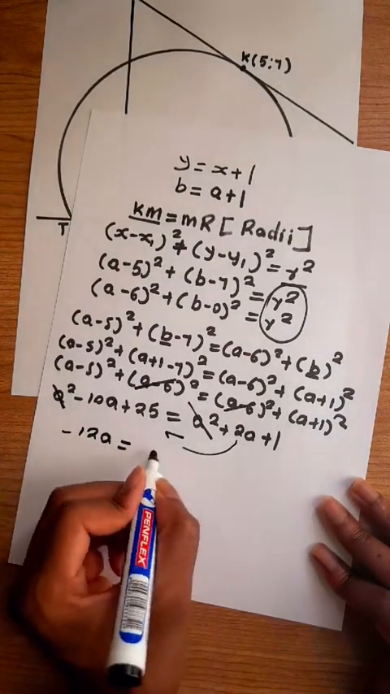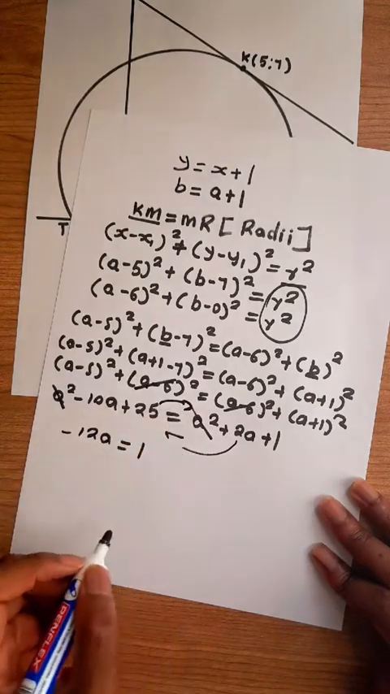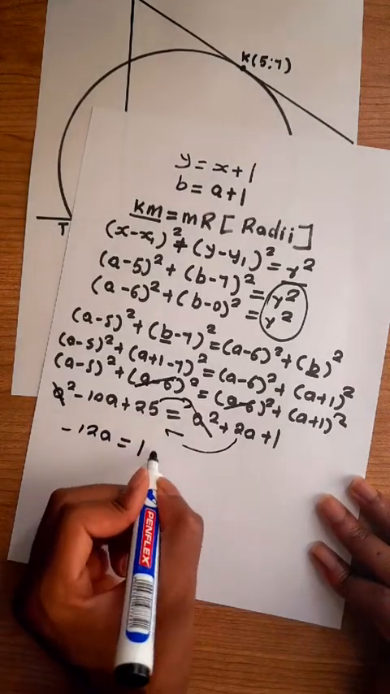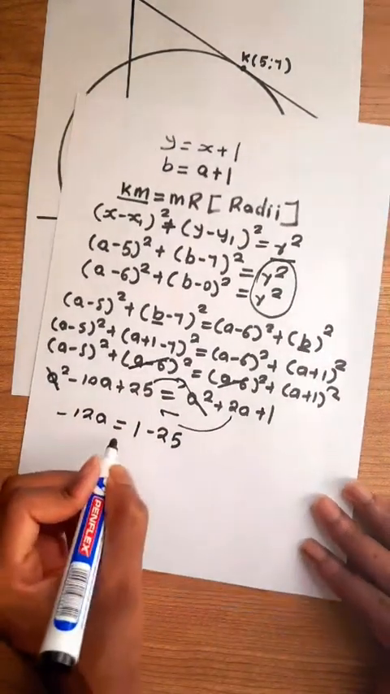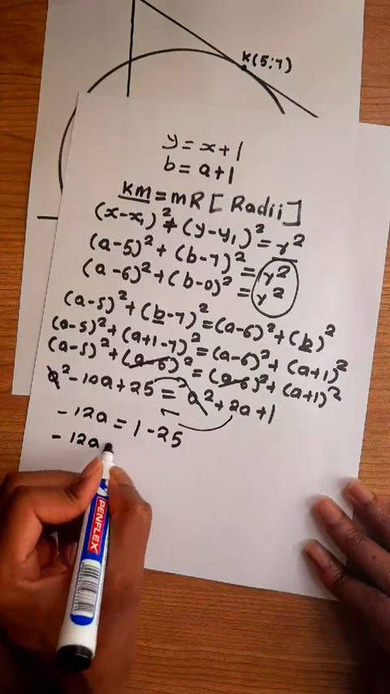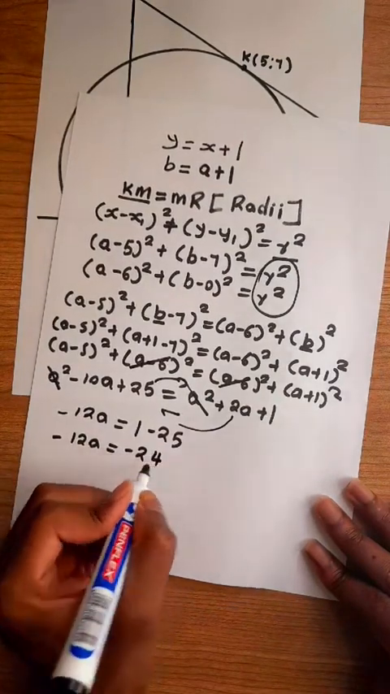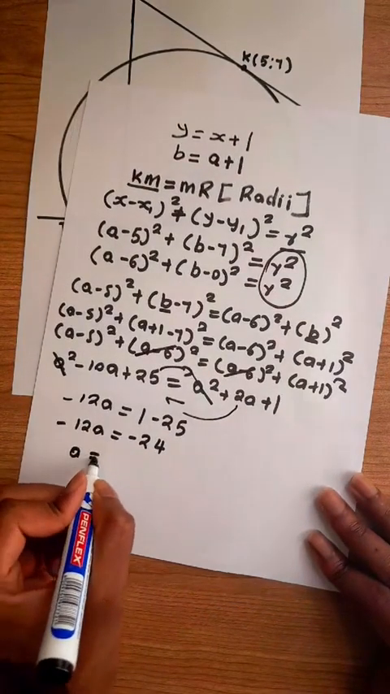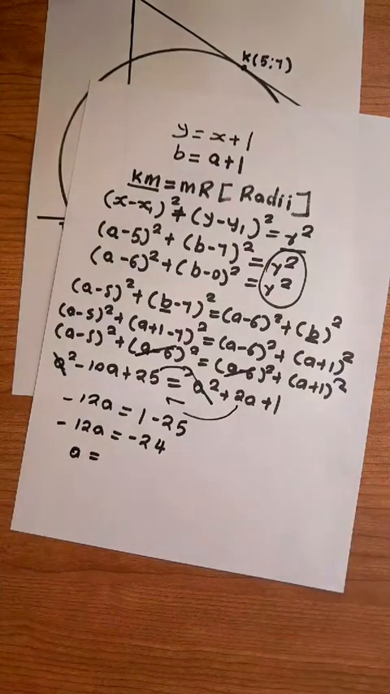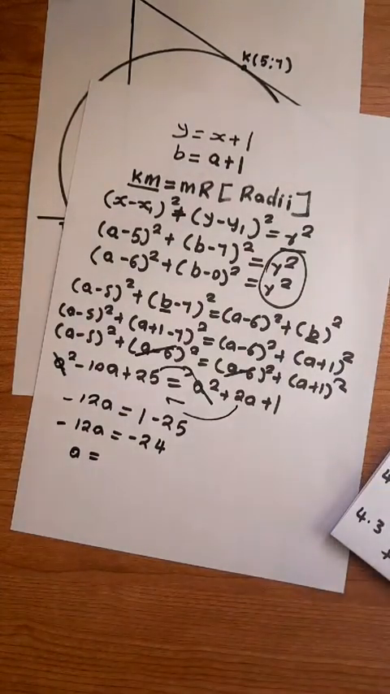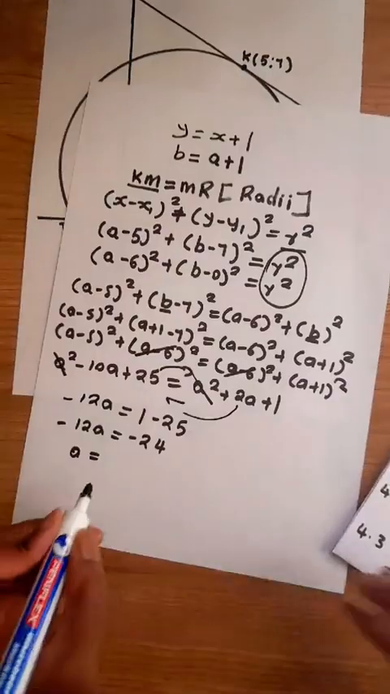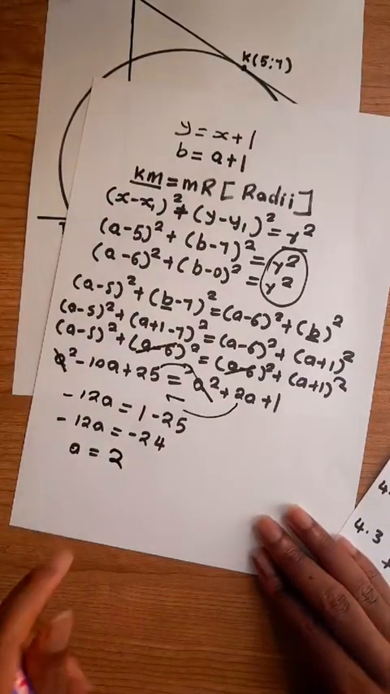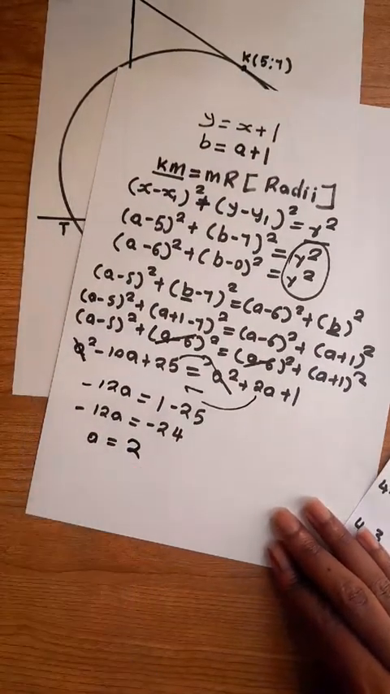That equals 1. If I take the 25 to the other side, I'm going to have 1 minus 25. So I'm going to have minus 12a equals minus 24. So I found that the value of a is going to be, I think it's 24 divided by 12. Oh, it's 2. So my value of a is going to be 2.